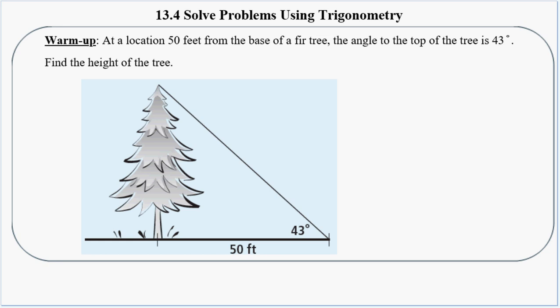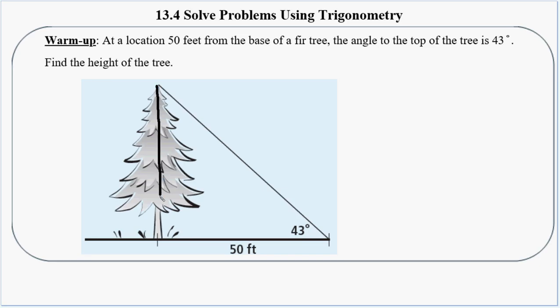It's that time again. Time to do some geometry. So let's see what we got in a warm-up. At a location 50 feet from the base of a fir tree, the angle to the top of the tree is 43 degrees. Find the height of the tree.